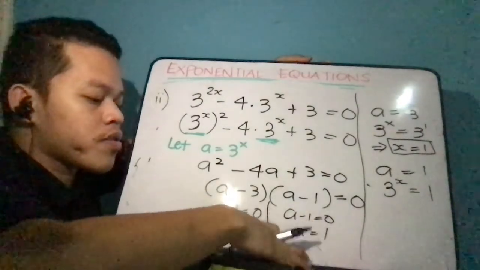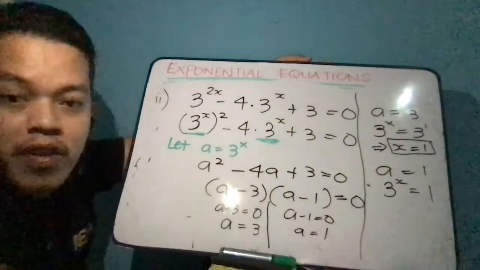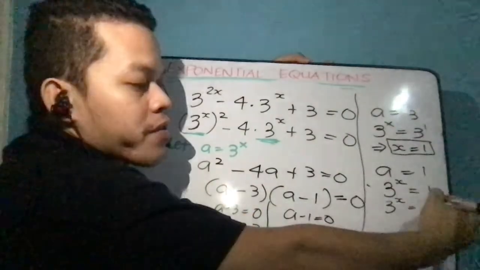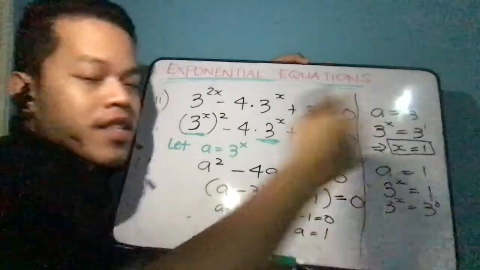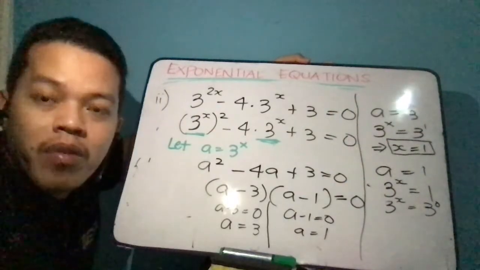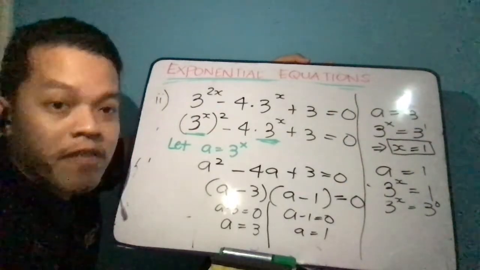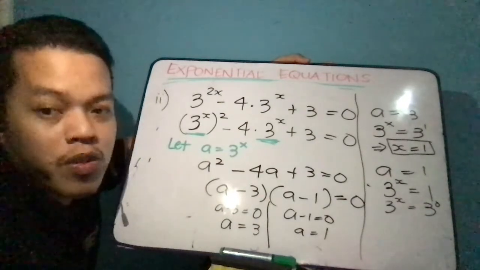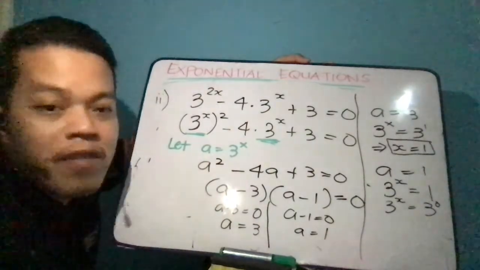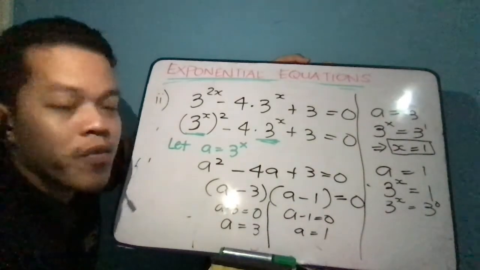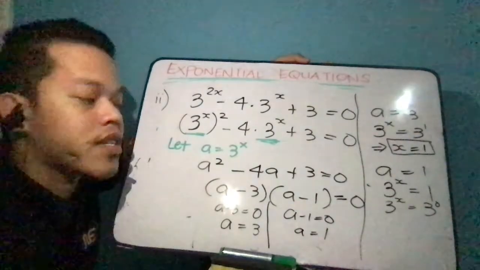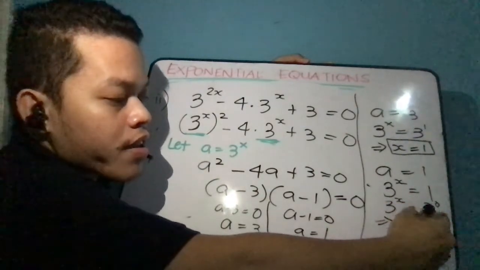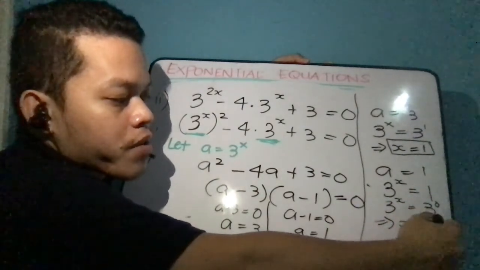Now remember also the definition of zero exponents. 1 is very flexible. That means it can transform to different numbers. We can transform 1 into 3 to the 0 because, based on the definition of a zero exponent, everything raised to the power of 0 is equal to 1. So we can definitely rewrite 1 equal to the base that we desire, and we desire the base 3. So this implies that x is equal to 0.